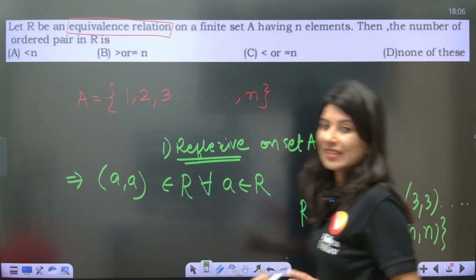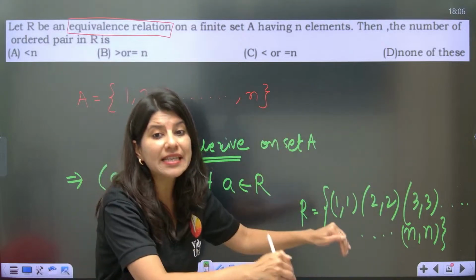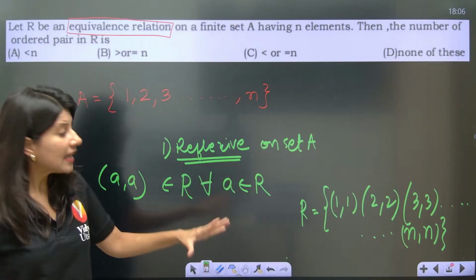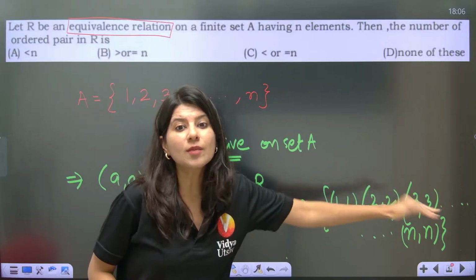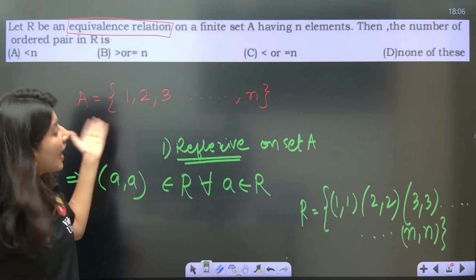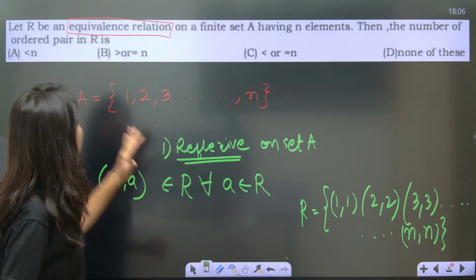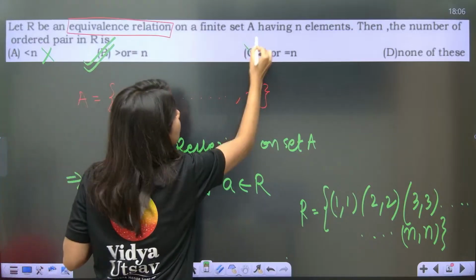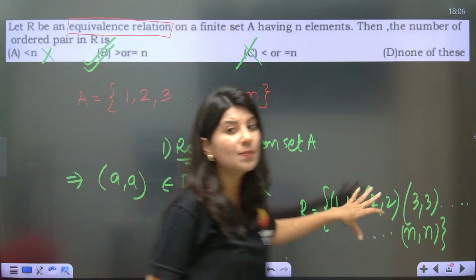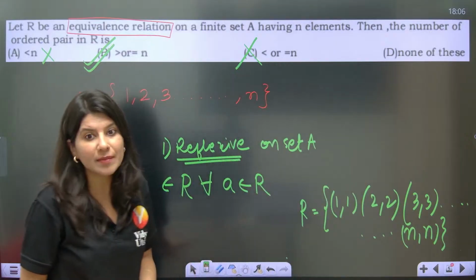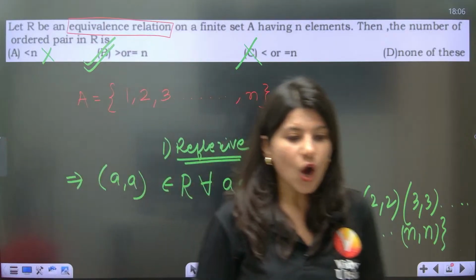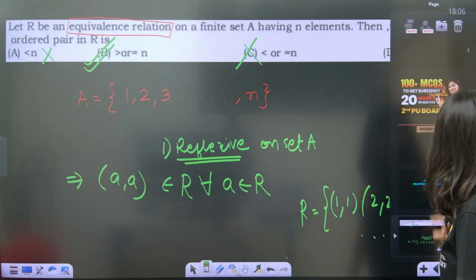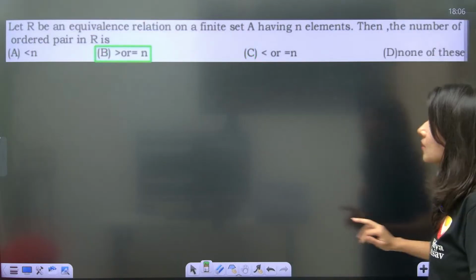At least these n ordered pairs should be present in your relation. Then only your relation will be reflexive. That means a bare minimum of n ordered pairs should be available if you have n elements in set A. So less than n is wrong, greater than or equal to n is right. This is the bare minimum; there can be more elements in your relation as well. So clearly option B is absolutely right. I think I'm going to use a white pen, do not worry. So option B for this question.